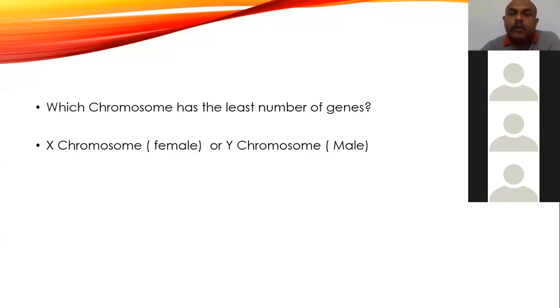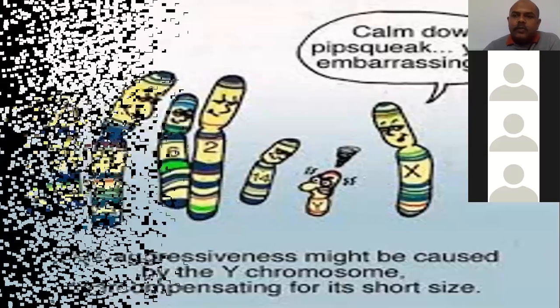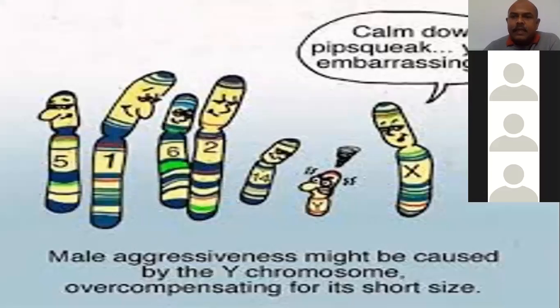So on a lighter note, I want to ask you, which chromosome has the least number of genes? Is it the X chromosome, which is seen in female, or the Y chromosome, which is seen in male? Female has 2 X chromosomes, male has 1 X and 1 Y chromosome. The answer is going to be shocking for the male superiority people in the group. It's actually the Y chromosome in our cells that has the least number of genes.